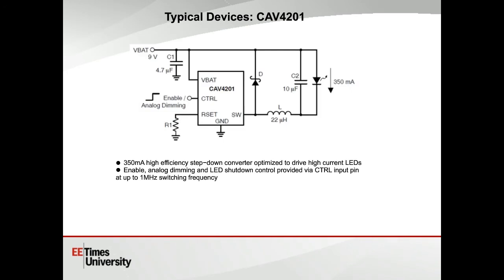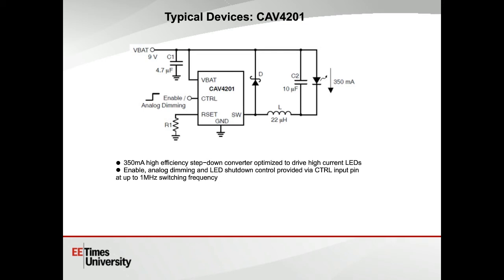This is the CAV4201, a step-down LED driver for high current LEDs. Again, it has an efficiency of up to 94% and has a single resistor to set the full-scale LED current, which can be up to 350 milliamps from a battery supply of up to 36 volts. Again, this is a switching architecture. You can see the external inductor there.